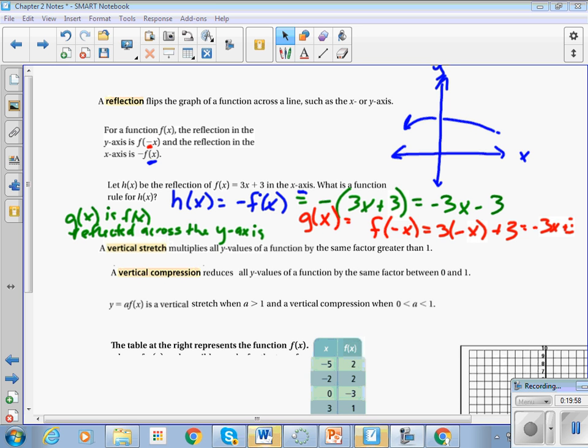And we don't include negatives because we just talked about negatives where? Up here. That's a different genre. So we just look at values that are bigger than 1 or between 0 and 1 when we're talking about vertical stretch and vertical compress. We don't talk about the negatives because we cover them with the reflections. It looks like this: y equals a times f of x is a vertical stretch when a is greater than 1, and a vertical compress when a is between 0 and 1.